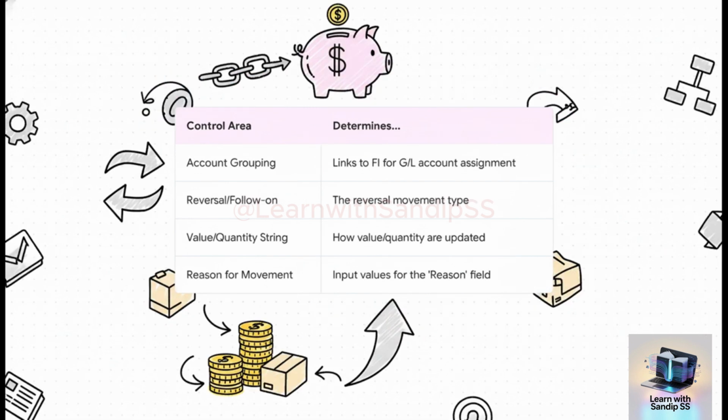This is where you'd make a field like reason for movement mandatory, but only for this specific process. And it goes even deeper, especially with the financial and logistical power. The account grouping literally connects the physical movement to a specific set of GL accounts for automatic posting. Reversals/follow-on is a lifesaver. It makes sure that if you cancel a movement, the system knows exactly which reversal movement type to use. And that brings us to 2 very, very important concepts, the value and quantity strings.